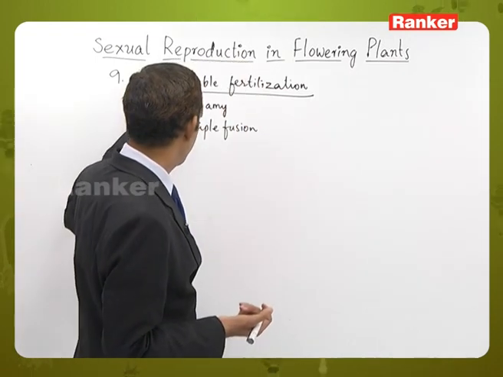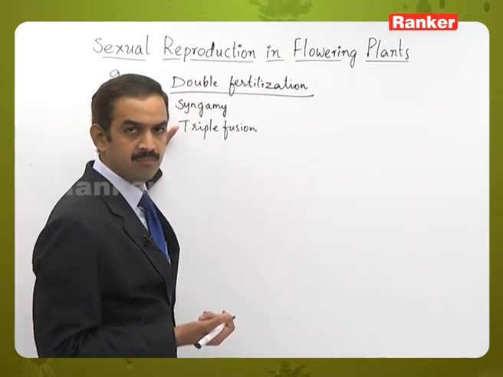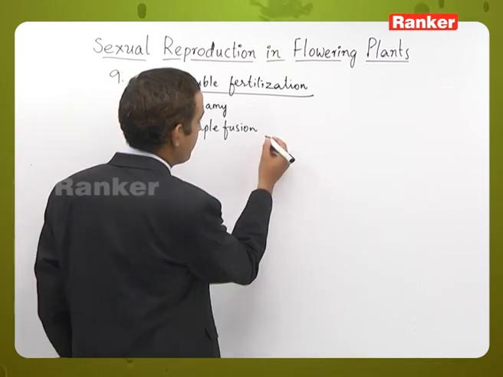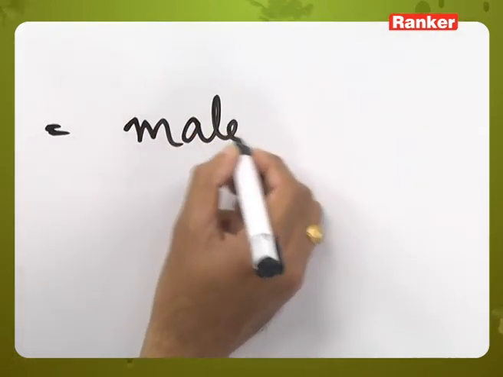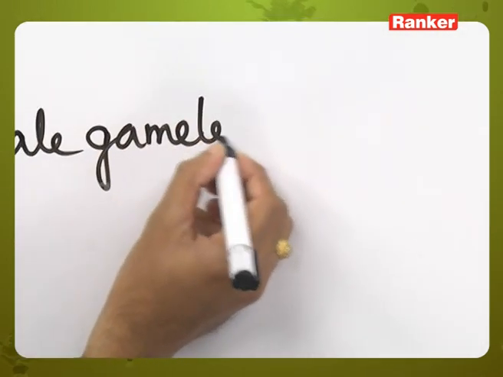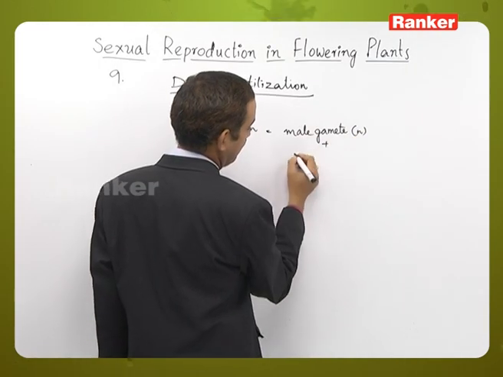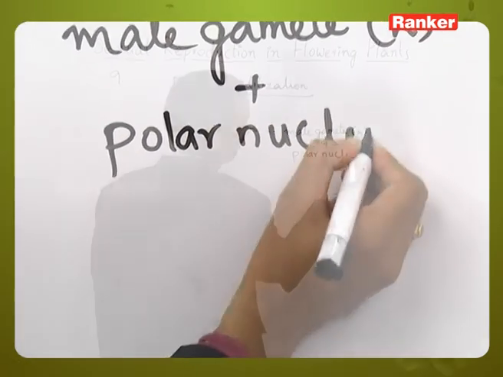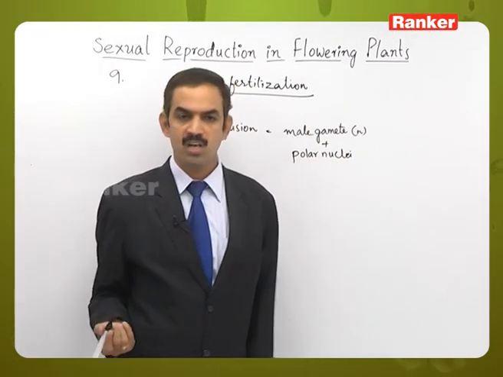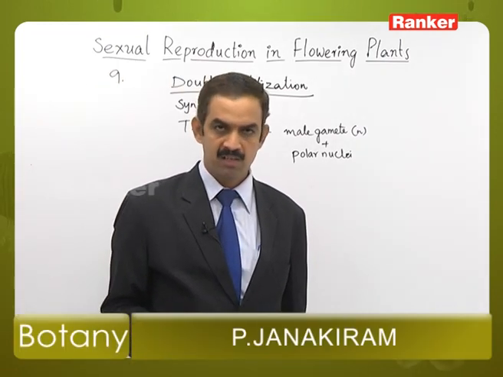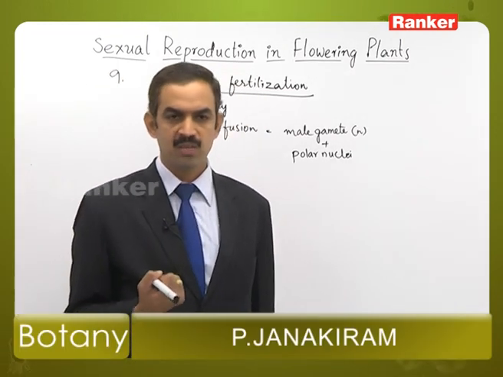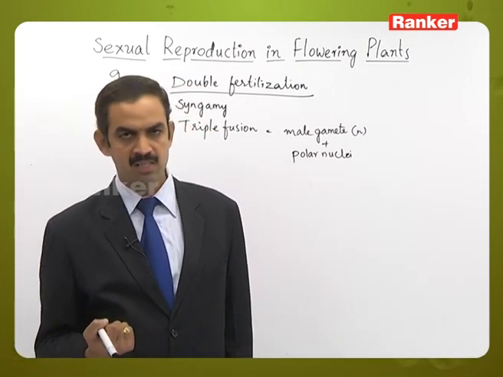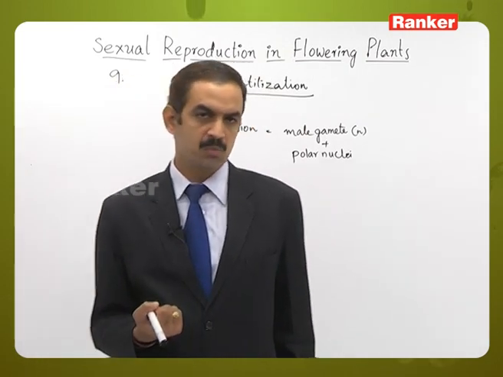The first male gamete will fuse with the egg cell to form the zygote, called syngamy, whereas the second male gamete, which is haploid in condition, will fuse with the polar nuclei. So here, how many polar nuclei will be there? Two polar nuclei will be there. That is one upper polar nucleus and the other one the lower polar nucleus. Both of them will be participating in the process.